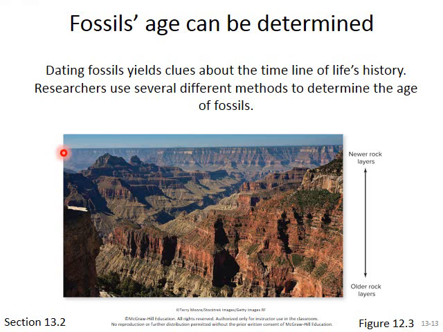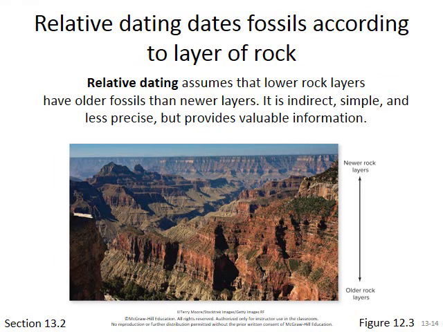Researchers use several different methods to determine age, and one of these is relative dating, which is the layer that they are in. Relative dating dates fossils according to the rock layer. Relative dating assumes that the rock layers below have older fossils than the newer layers, the layers above. And this is indirect, simple, and less precise, but it does give some valuable information.